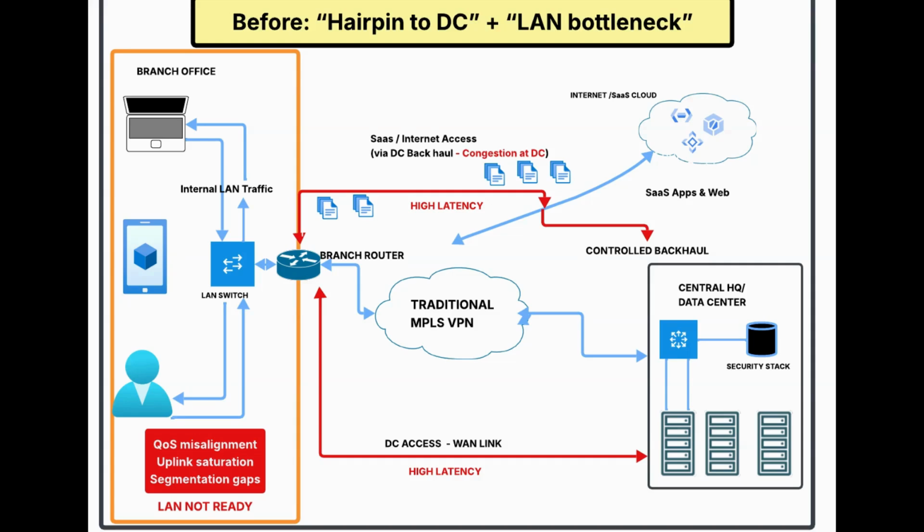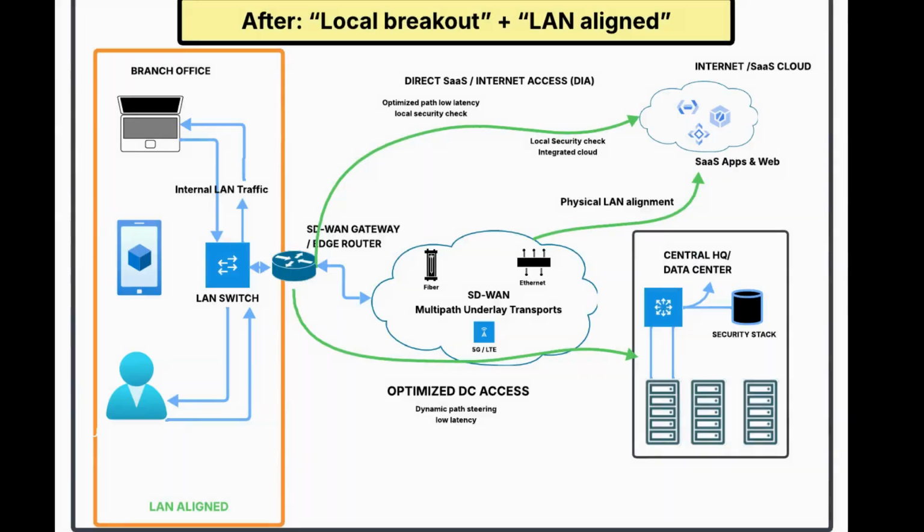The QoS misalignment and uplink saturation, segmentation gaps, all of that, right? Because the LAN is flat. That is the LAN not ready state, right? And if I go to your right, we have the after state, which is the local breakout, and the LAN is aligned.